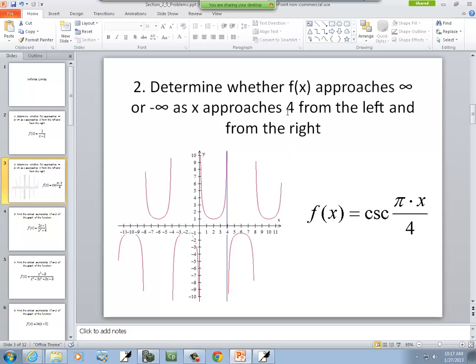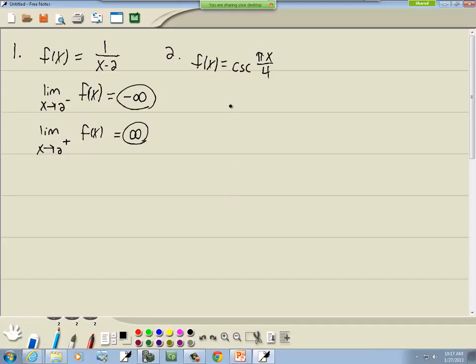So we're studying it as it approaches 4. Well, that's where this blue line is, at 4. So let me write this down. So we're looking at the limit as x approaches 4 from the left-hand side of f of x. And we're looking at the limit as x approaches 4 from the right-hand side of f of x.